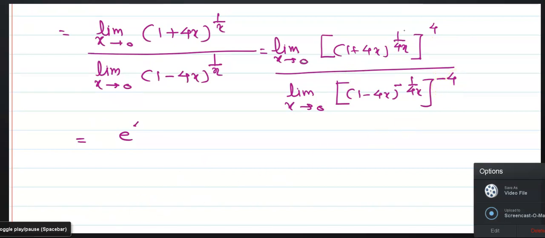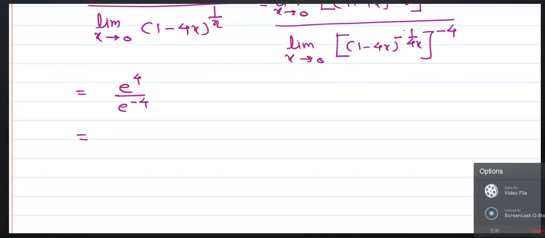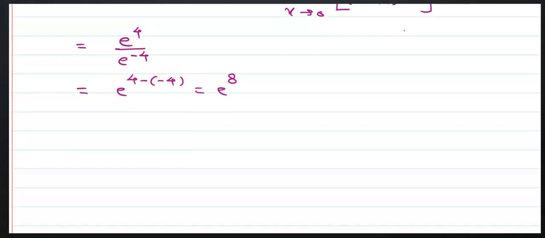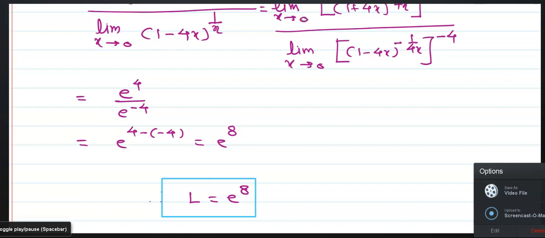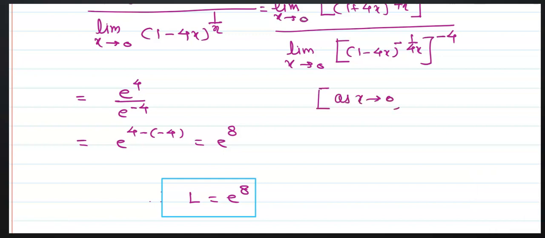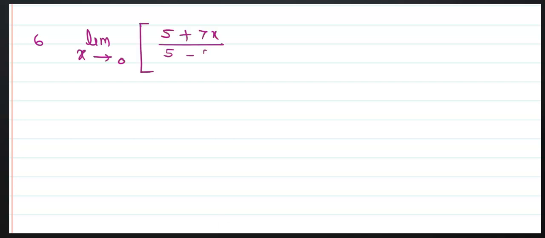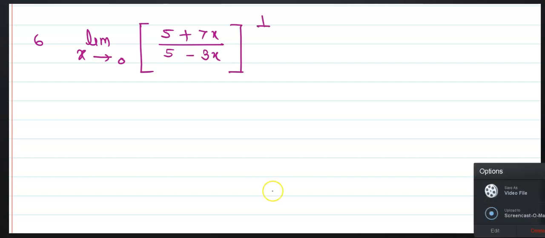Therefore, you will get e raised to 4 upon e raised to minus 4, and that is equal to e raised to 4 minus (minus 4). That is, you will get e raised to plus 8. Therefore, the answer is e raised to 8. Now, next is, as x tends to 0, 4x tends to 0, limit x tends to 0, (1 plus x) raised to 1 upon x.